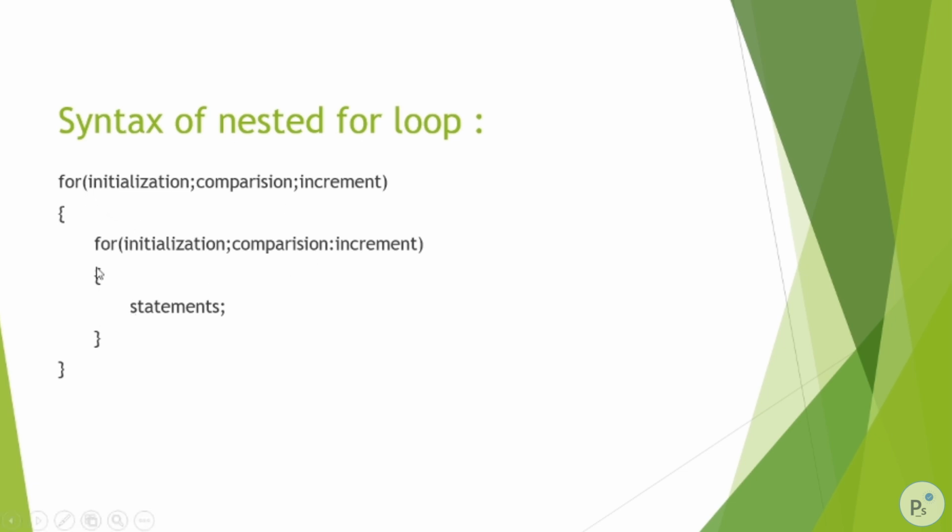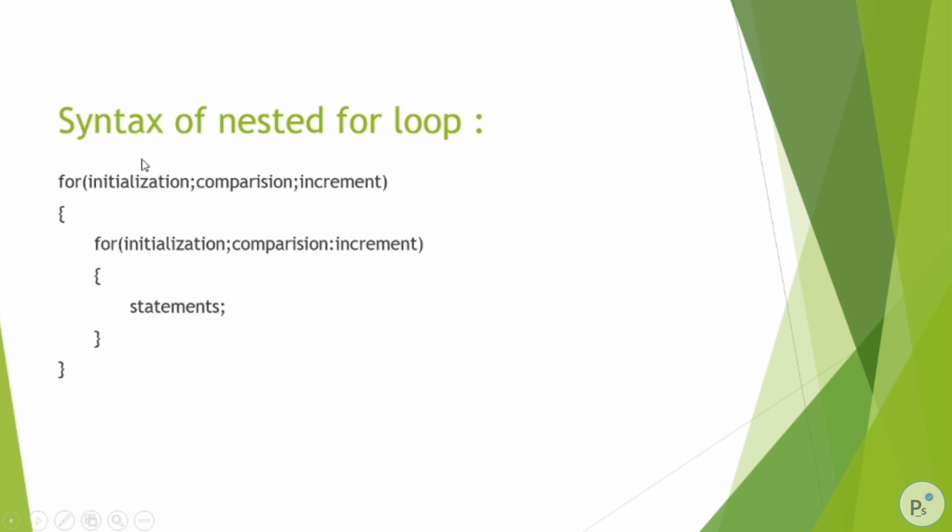When these statements are executed and this condition is false, it will come up here and go back to the outer for loop, increment that, and compare here. If the condition is true, only then will it pass into this for loop, initialize, compare, and increment. It will execute the statements until the condition is false. Then it will jump back here, increment the operand, and compare again. If this condition is false, it will come out of the loop.